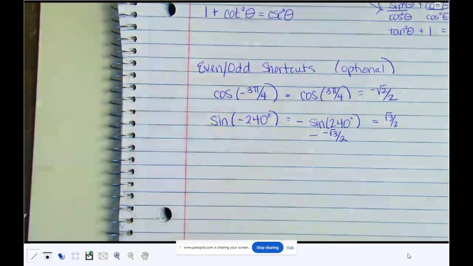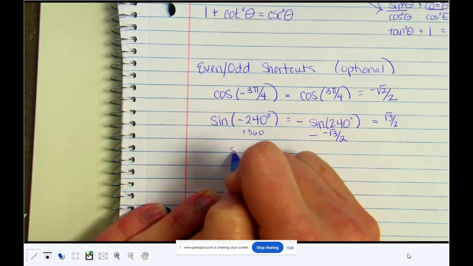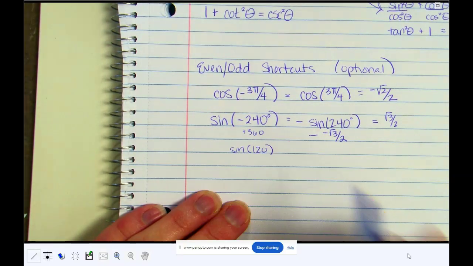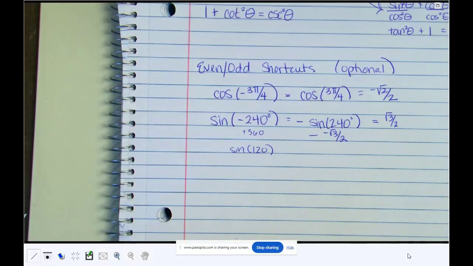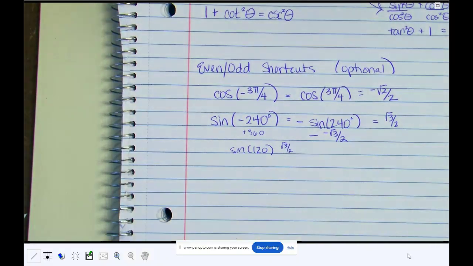Now, if you had gone the other way and added 360 to this, you would be looking at the sine of 120. Okay, sine of 120, if I go to his sine is square root of 3 over 2. You get the same answer either way, which you have to, because that's the definition of an identity. It has to work as long as you're not picking weirdo things out. Okay, so we will progress with this on Monday.